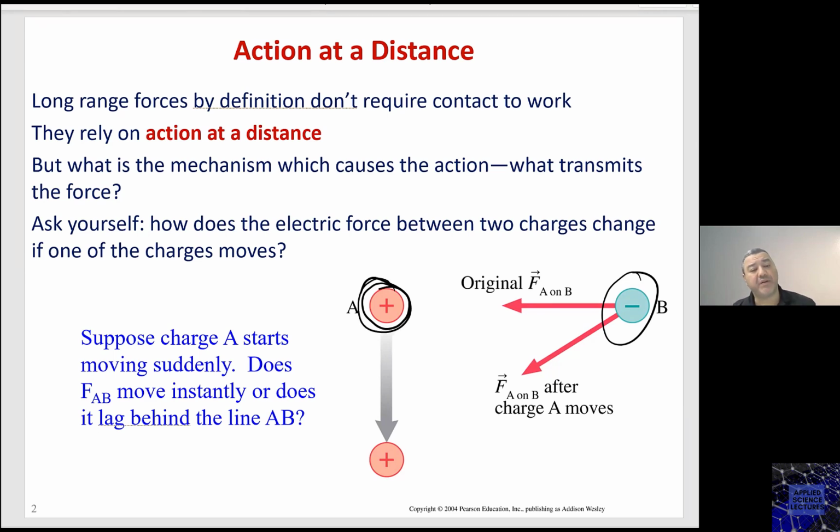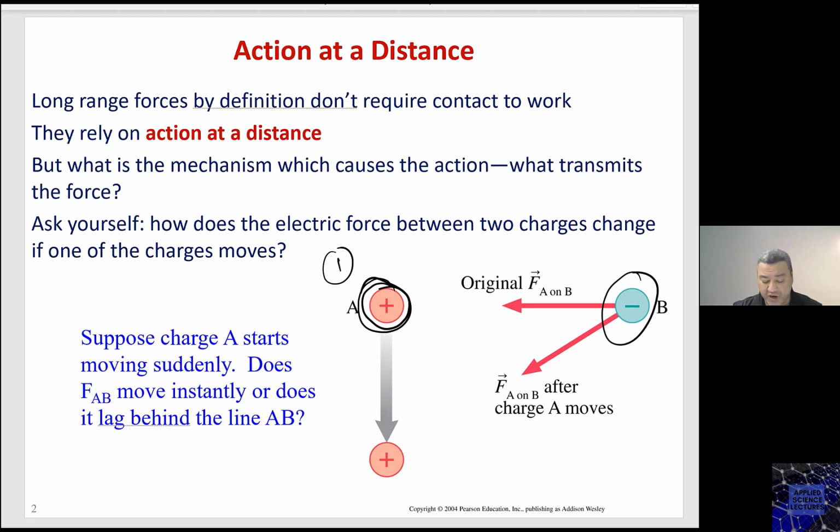Now, what's going to happen if this charge moves a bit? Is this force going to change as well? Is this force going to move as well? The answer to this question is yes, because if I am at position 1, then this force would be the force exerted due to A on B.